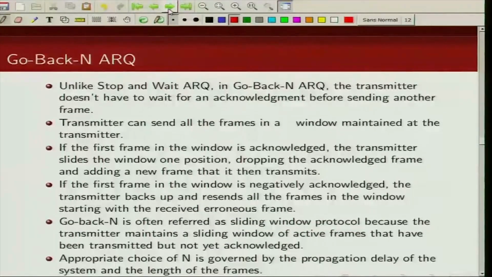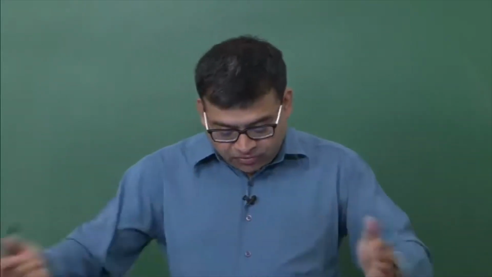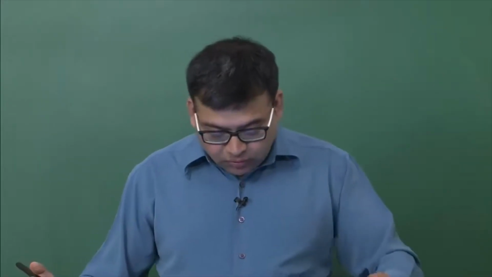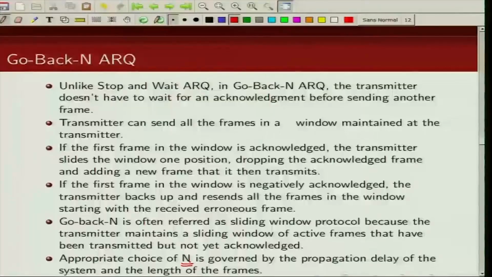Now as you can see here, this window size, or the sliding window size n, is crucial. The very special case of n equal to 1 is stop and wait, and the other extreme, if n is too large, is also not good. So we need to choose n appropriately, depending on the propagation delay of the system or the length of the frames that we are sending.